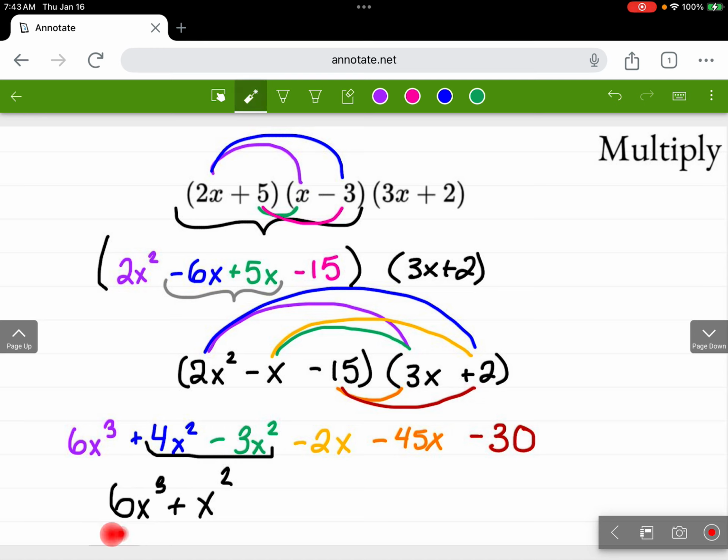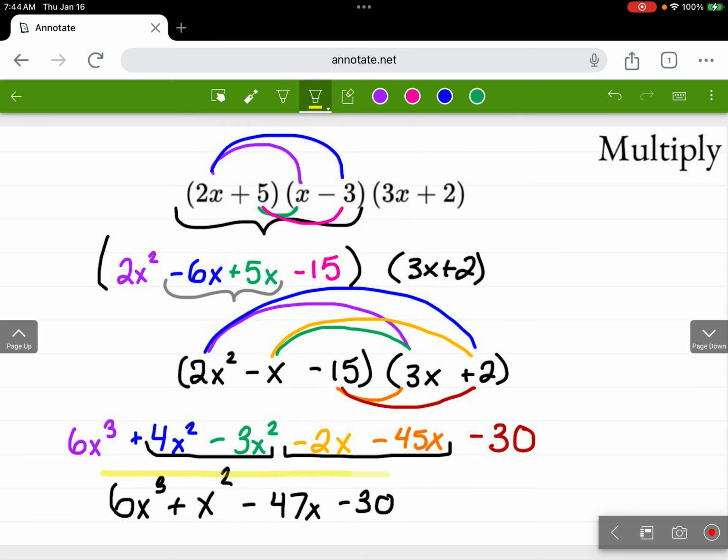So we're going to have our 6x cubed plus x squared. We got another set of like terms here. We've got our minus 2x minus 45x, which gives us minus 47x. That's I owe you $2 and I owe you $45, so I owe you $47. Minus 30.